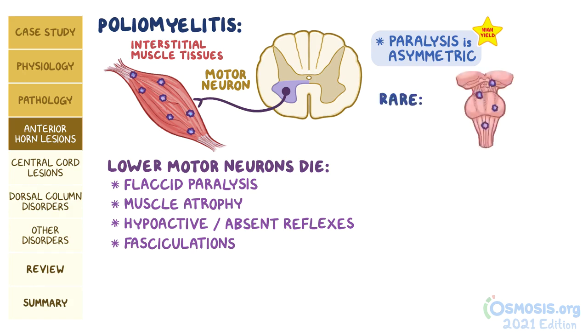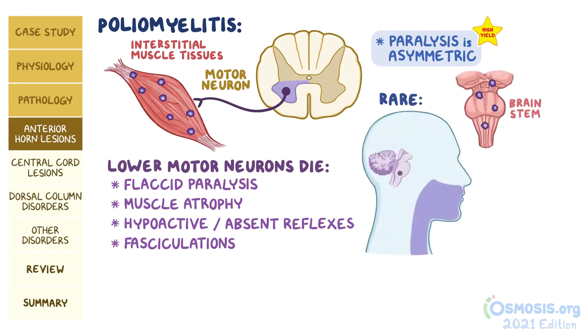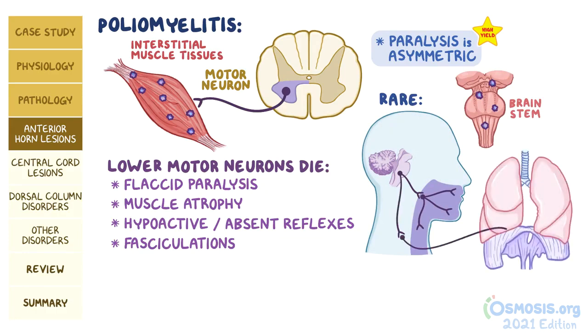On rare occasions, poliovirus can attack the brainstem and damage the motor nerves involved in speaking and swallowing. This part of the brainstem also sends motor nerves to the diaphragm, so if they get damaged, it can cause difficulty breathing.